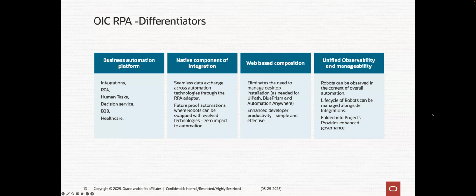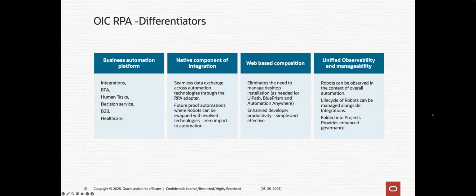You have enhanced developer productivity. It is very simple and effective to use. You have unified observability and manageability. We've spoken about that, so everything is available in a single platform. You can observe your automation solutions end to end. You can also manage the life cycle of these robots alongside your integrations. And projects give you enhanced governance, and robots also adopt all of those capabilities. So these are key differentiators.